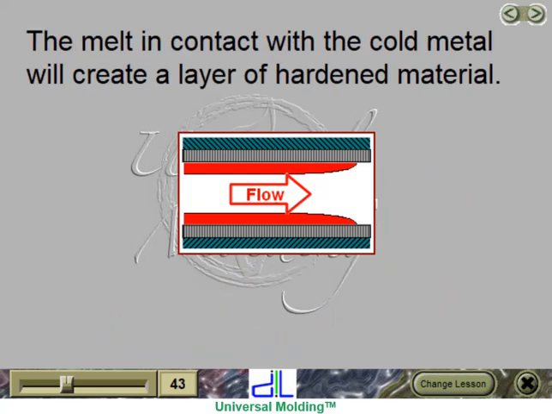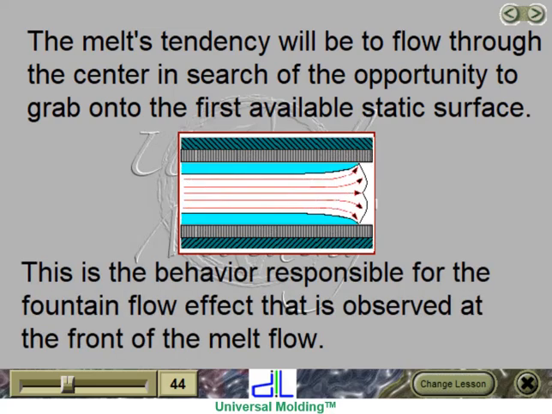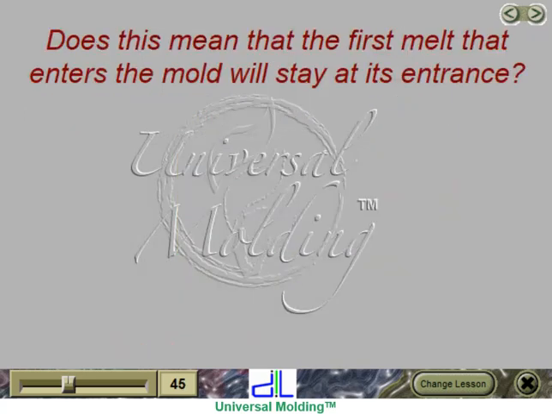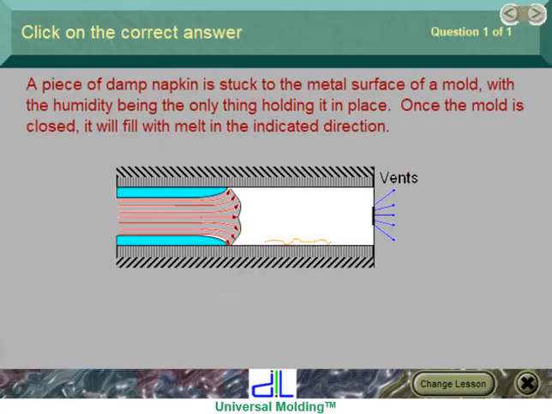The melt in contact with the cold metal will create a layer of hardened material. The melt's tendency will be to flow through the center in search of the opportunity to grab onto the first available static surface. This is the behavior responsible for the fountain flow effect that is observed at the front of the melt flow. Does this mean that the first melt that enters the mold will stay at its entrance? Correct. The first melt that enters the mold will stick to the first surface it encounters at the beginning of fill. Let's review.